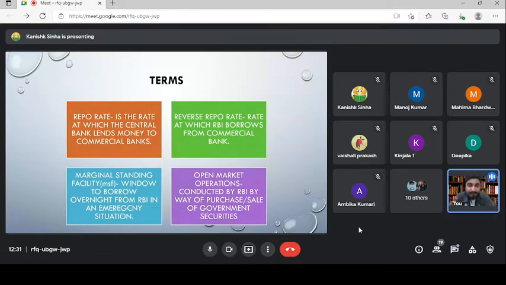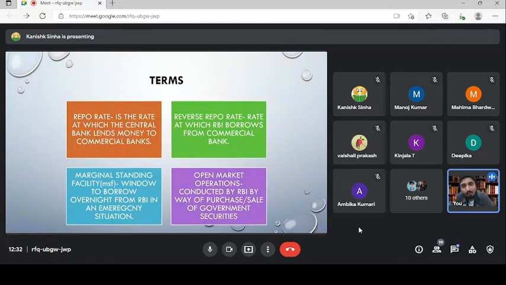So we have the repo rate and the reverse repo rate, guys. Then we have the marginal standing facility, that is the MSF. Marginal standing facility is where, in an emergency situation, the commercial bank can borrow overnight from the RBI, as you can see in the term on the slide. That is for the emergency situation only, that the marginal standing facility is given to the banks, in which overnight, in the emergency situation, they can directly borrow from the RBI.